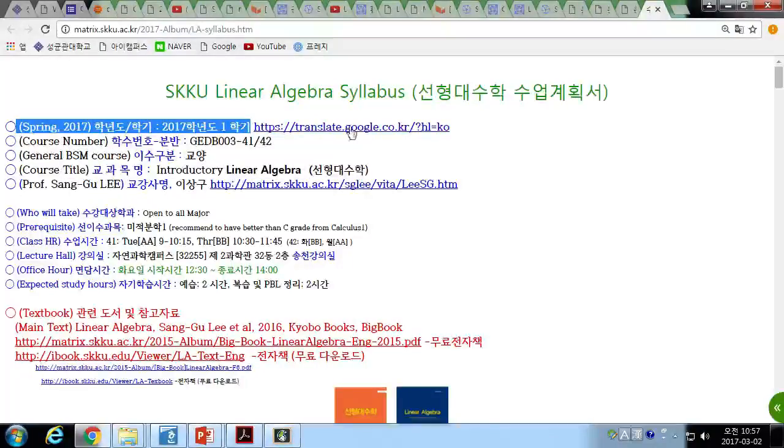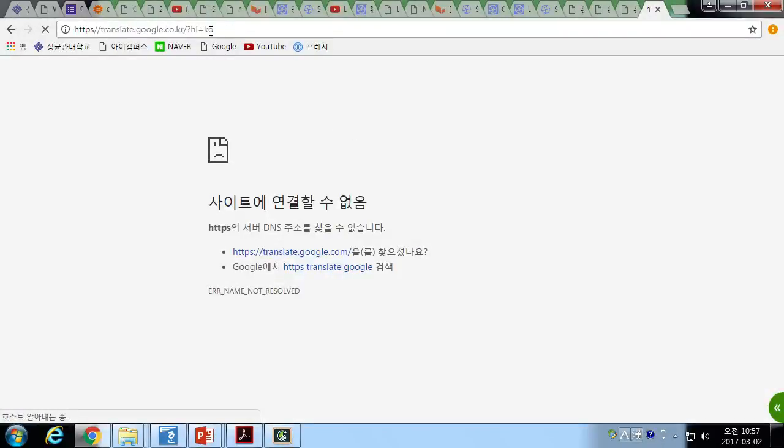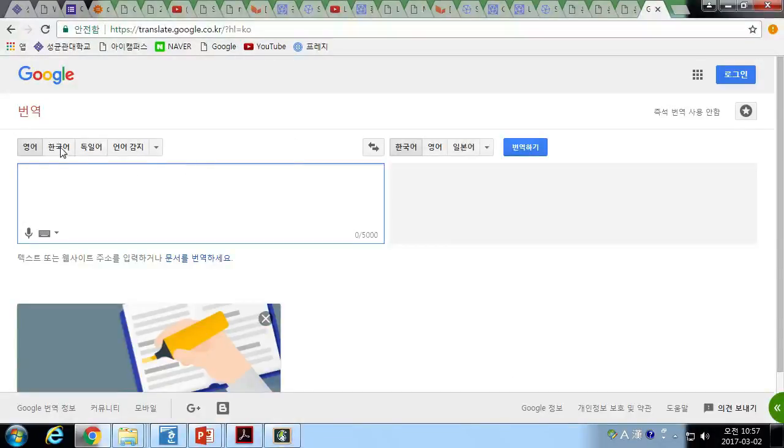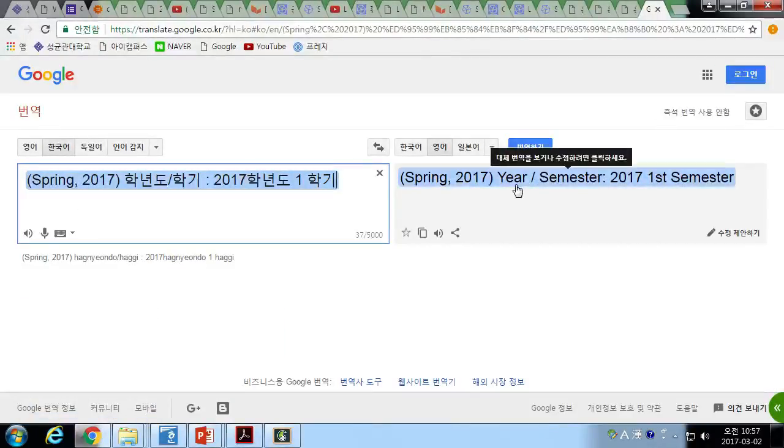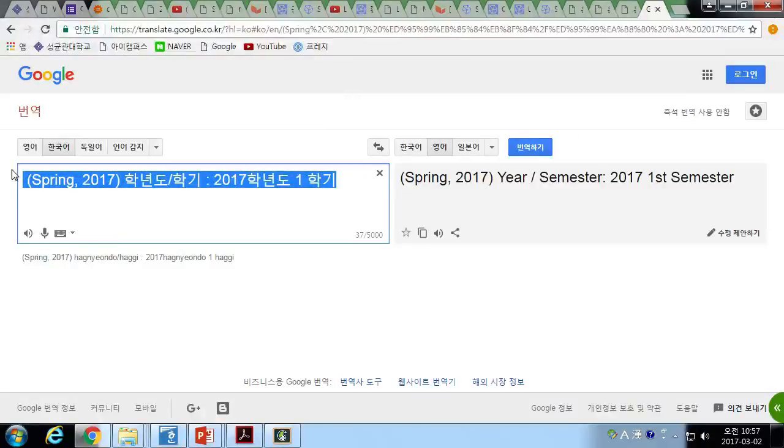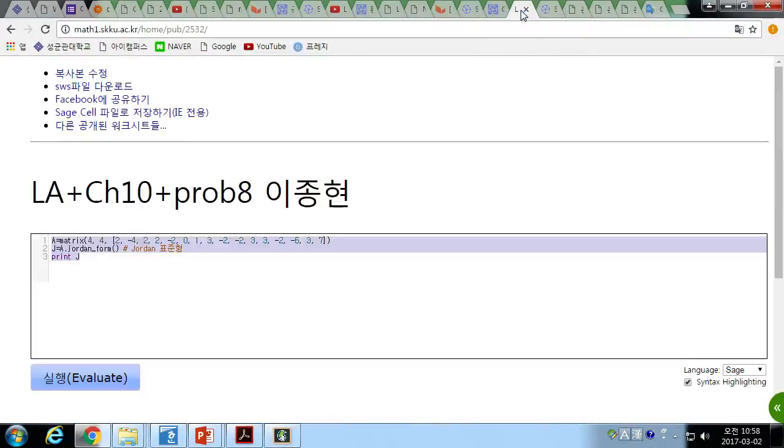Okay, syllabus. I just added this web address, which is a Google Translator. In this course, there are several international students here. So when you need to understand some Korean terminology, you can use this web address to understand it. If you find any difficulty, just feel free to ask me. Then I will be very happy to help.